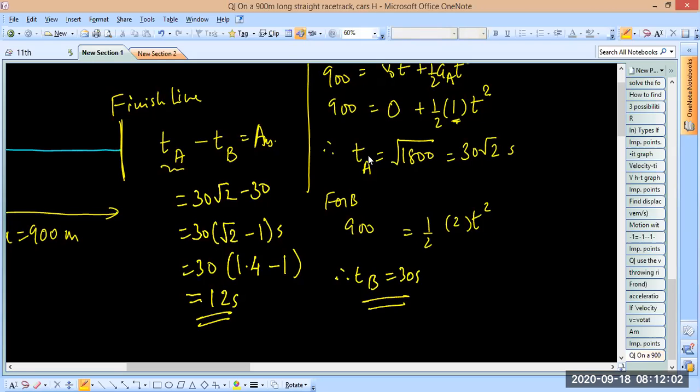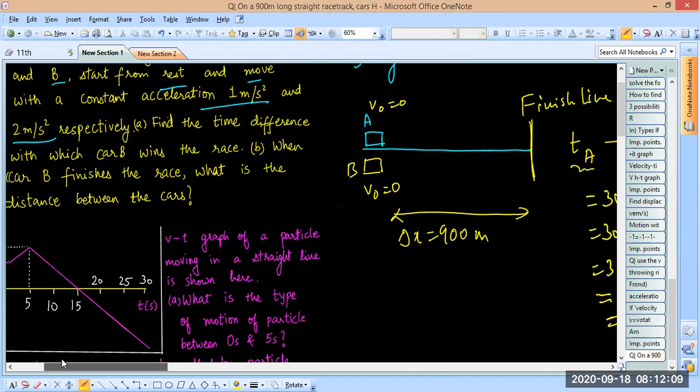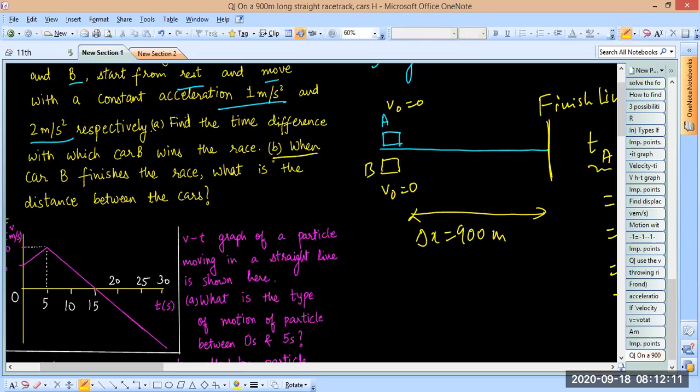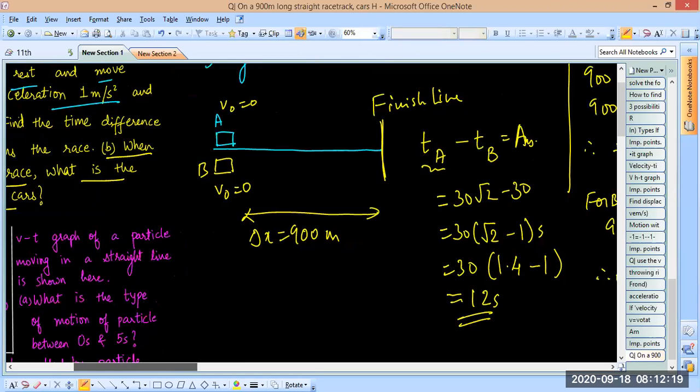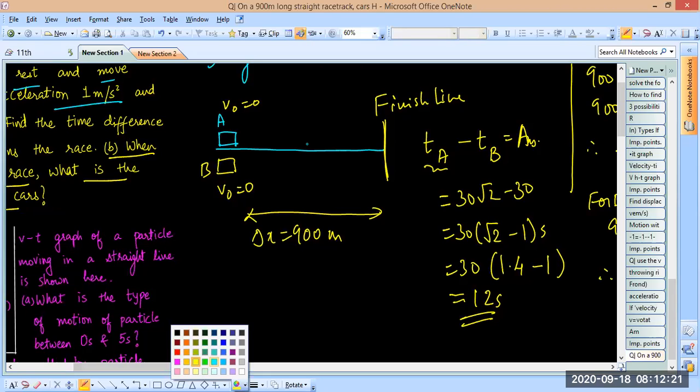Okay, so that's it. Now, the B part of this same question. When the car B finishes the race, what is the distance between the cars? So at that time, you have to find the distance between the cars. Again, draw a diagram. Suppose B finishes the race and at that time A is here.